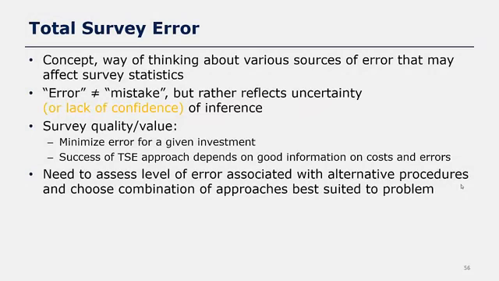The survey quality, or the ideal for a quality survey, would be to minimize the errors for a given investment of time. And the success of the total survey error approach depends on good information to measure each of these pieces. And we will introduce to you the concept of paradata that allow measurement of each of these error sources along the way.